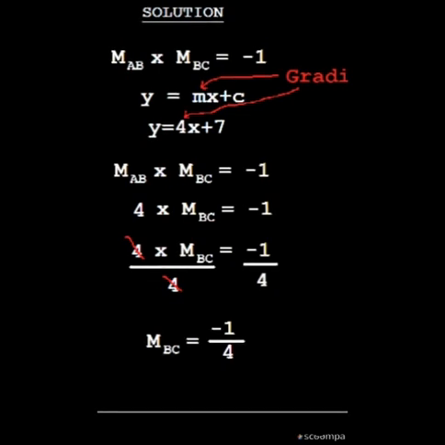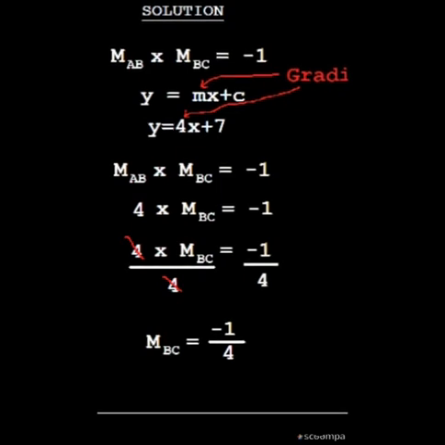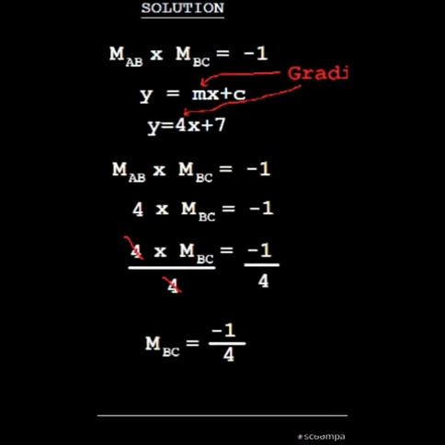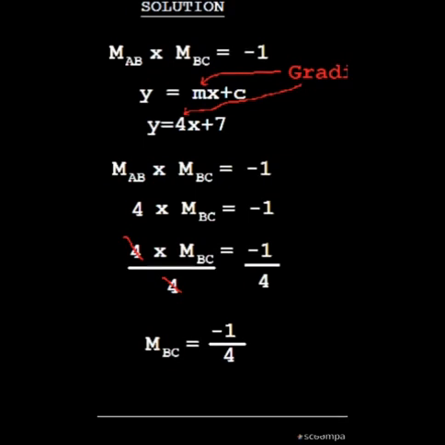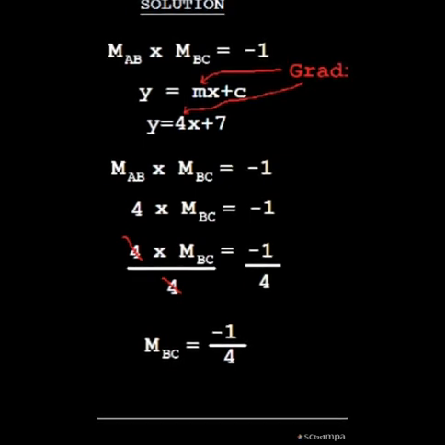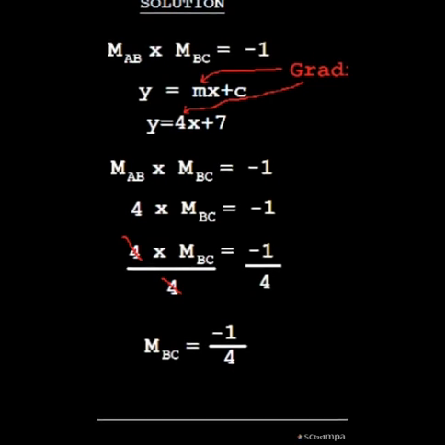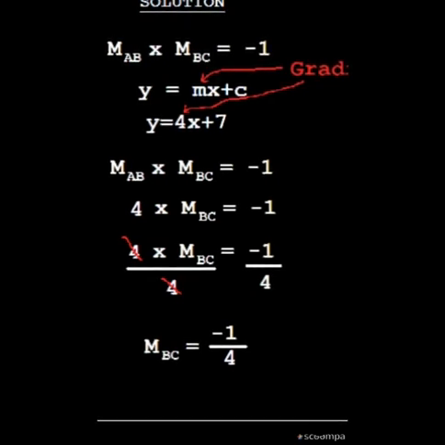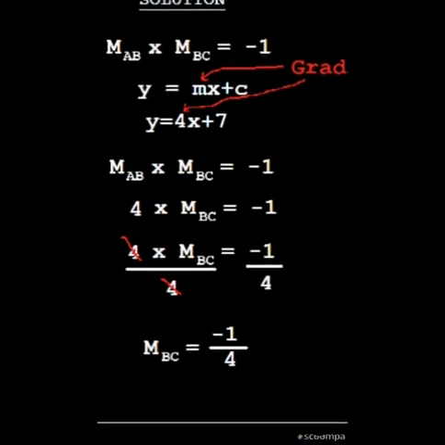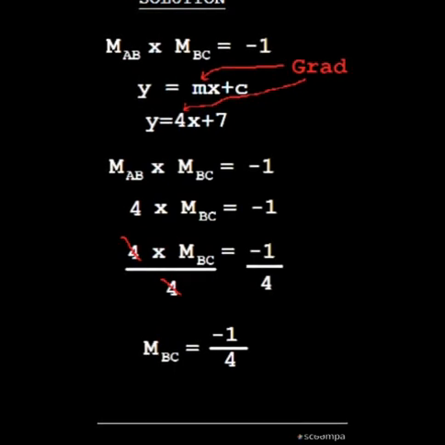To make the gradient of line BC the subject of the formula, we divide both sides of the equal sign by 4. After dividing, 4 will cancel 4 on the left-hand side of the equal sign. Then we will have gradient of line BC equals -1/4. At least now we know that the gradient of line BC, which is perpendicular to line AB, is -1/4.